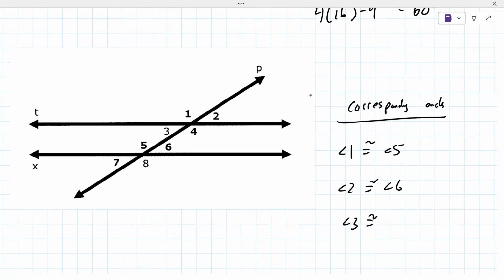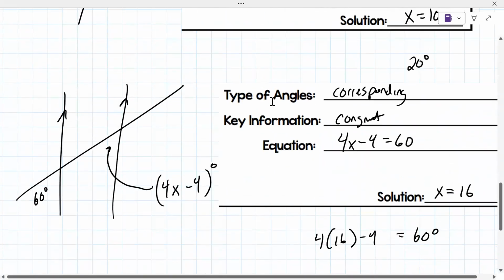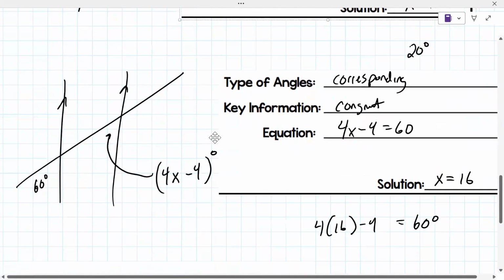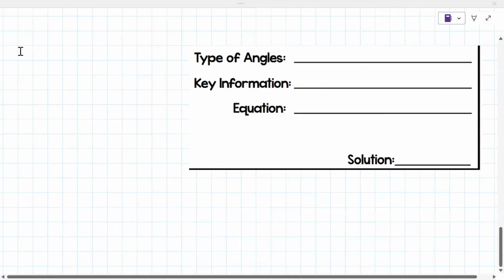Angle 3 is congruent to angle 7. Exactly. And you have to know all of those. All right. Let me grab another. We're going through all of the possibilities, by the way. We'll have hit them all, and then you will be in good shape for your quiz. Got it.